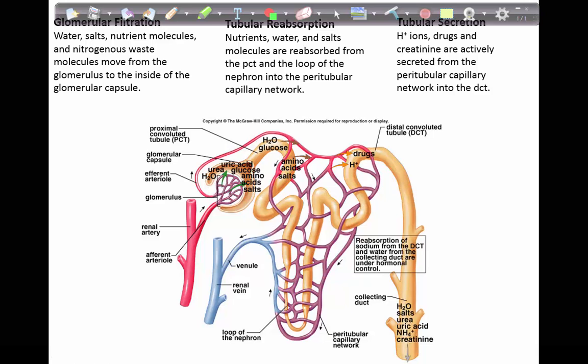There you have the three processes of urine formation as summarized here: glomerular filtration, tubular reabsorption, and tubular secretion.